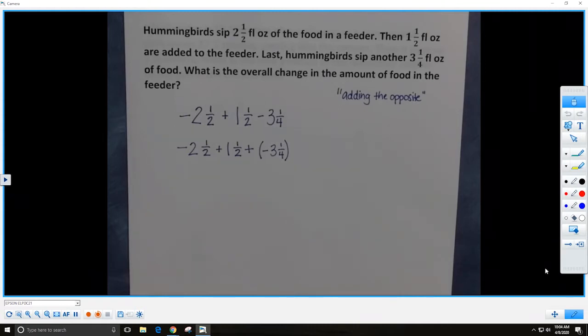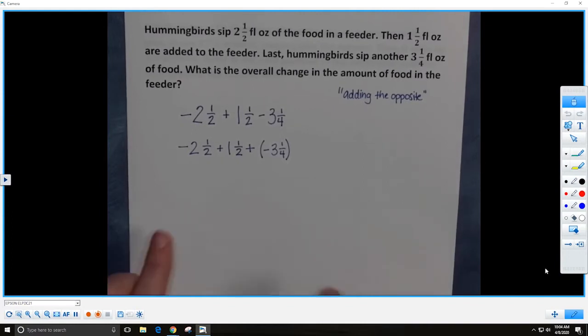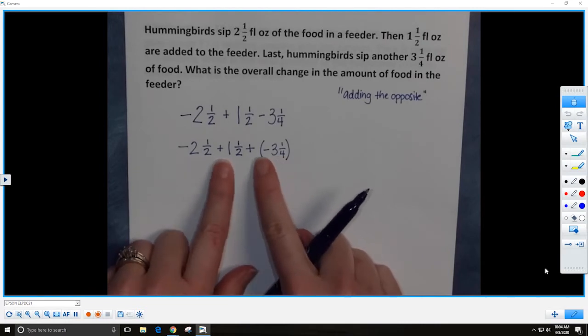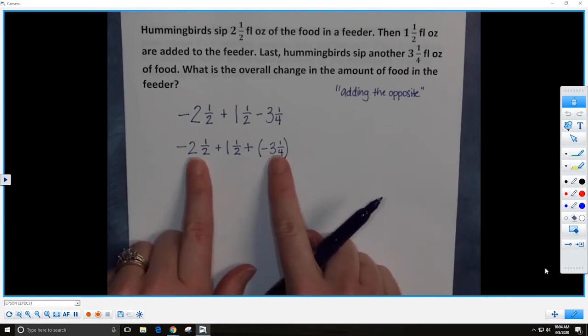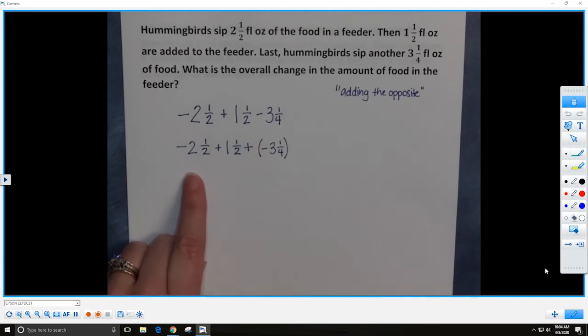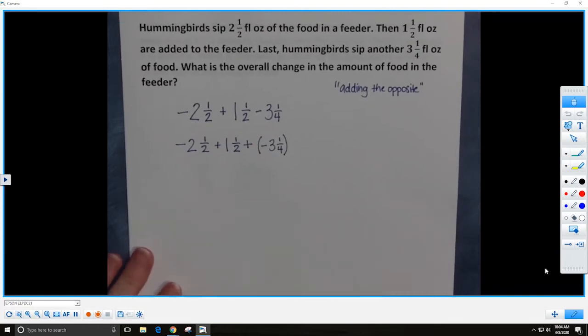Did you say that the answer will be negative? Great. There is more food being taken away than is being added. Good job. So when you look at what's being taken away, it is more than what's being added. So the overall amount of food is going to be negative. Great. Now let's determine the answer.